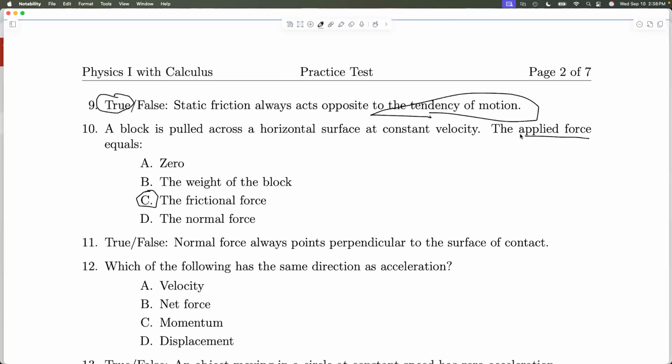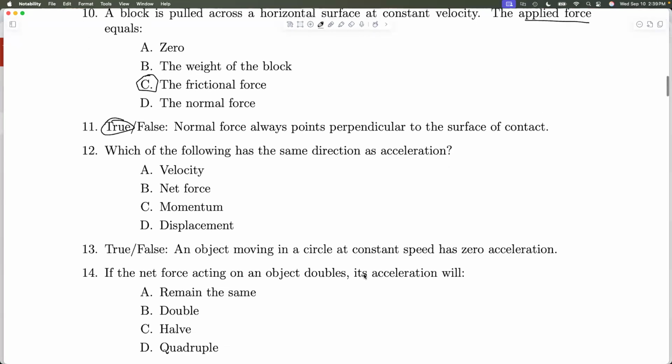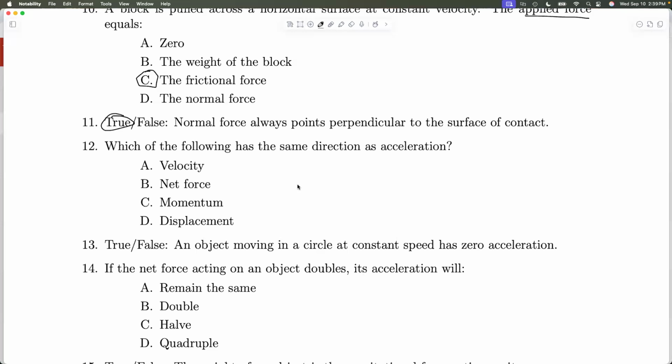This is what I think they meant, but they should have said here, the magnitude of the applied force equals the magnitude of the frictional force. If they had said the net force, the answer would be 0, because we're moving at constant velocity, so all the forces add up to 0. Normal forces do always point perpendicular to the surface. Net force always points in the same direction as acceleration, F equals ma.